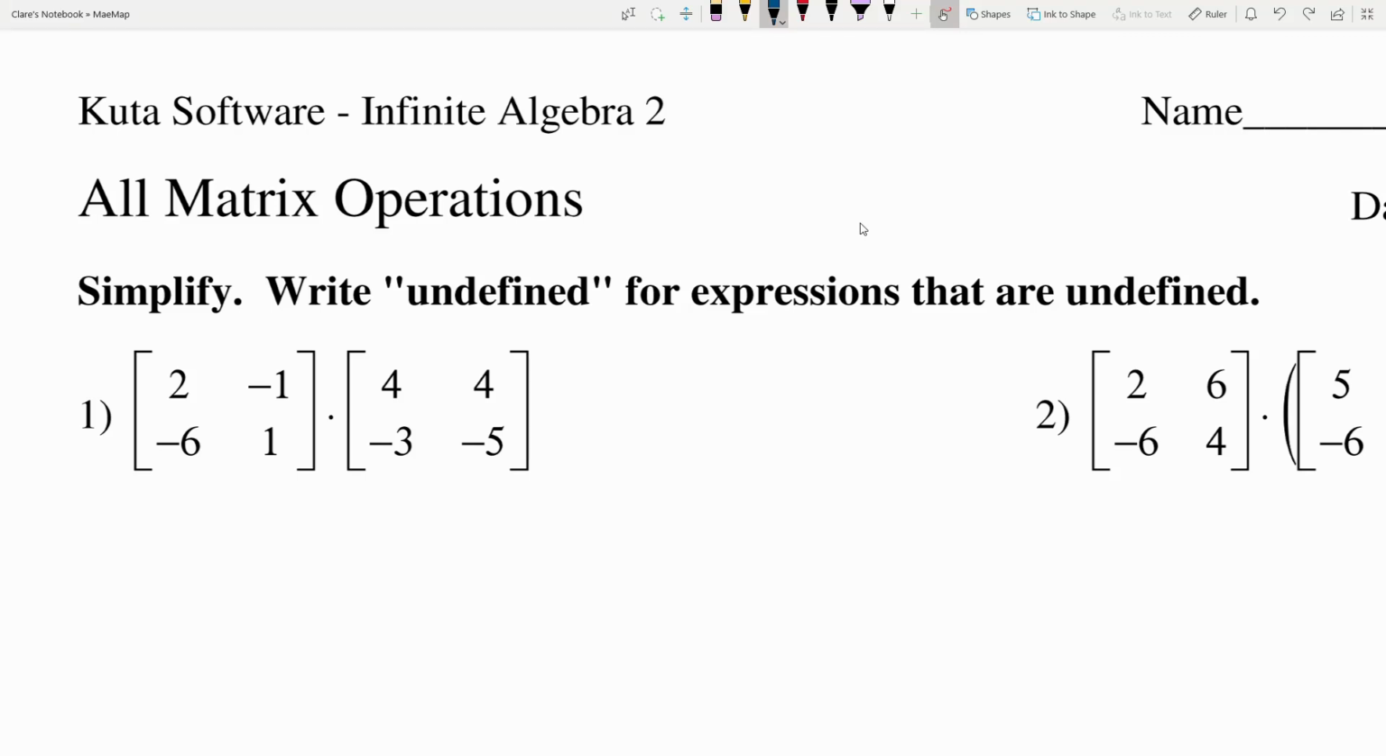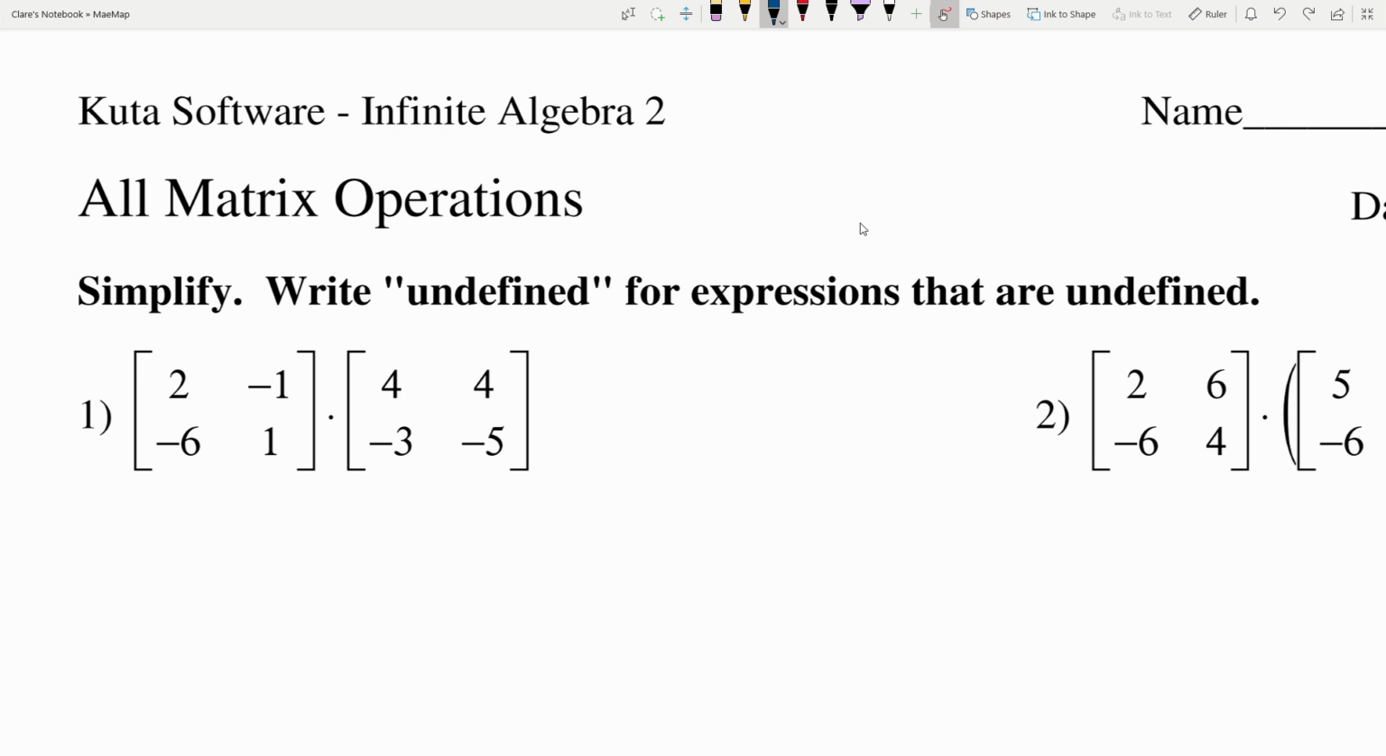In this video, we're going to complete the Kuta Software Infinite Algebra 2 free worksheet, all matrix operations. Our instructions are to simplify, and write undefined for expressions that are undefined. With all matrix operations, we're going to be adding, subtracting, multiplying, and scaling matrices. And remember, undefined occurs when an operation cannot be executed.